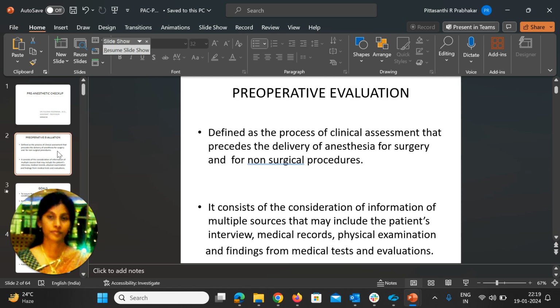What is preoperative evaluation? It is a process of clinical assessment that precedes the delivery of anesthesia for surgery and for non-surgical procedures. It consists of the consideration of information from multiple sources that may include the patient's interview, medical records, physical examination, and findings from medical tests and evaluation.